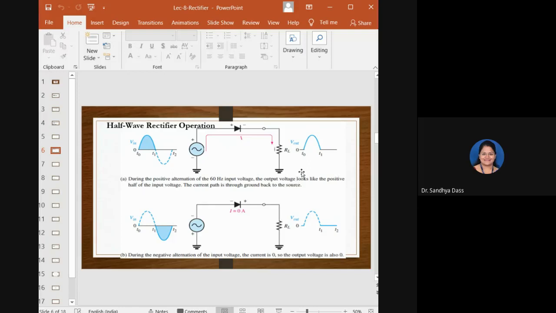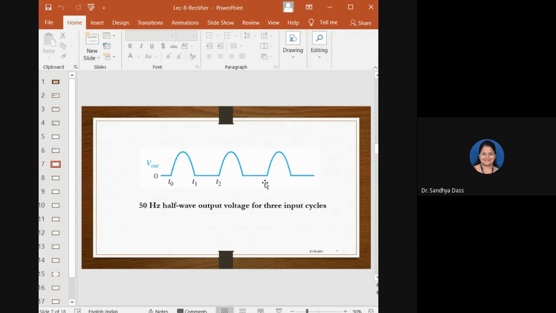So since the output does not change the polarity, the output will be pulsating DC with the same frequency as the input. So what you get at the output will be something like this. For a 50 hertz signal, the output of the half wave rectifier is shown for 3 input cycles. Only in the positive cycle of the input does the output appear. In the negative cycle, output doesn't appear, and the output is shown for 3 cycles there. I hope you are able to relate things, right?